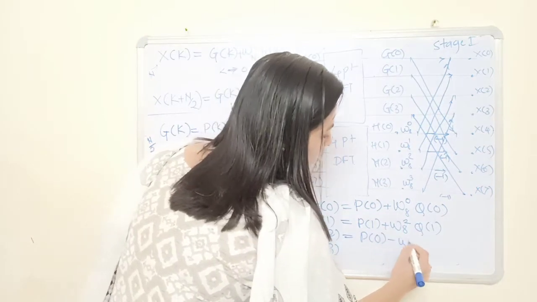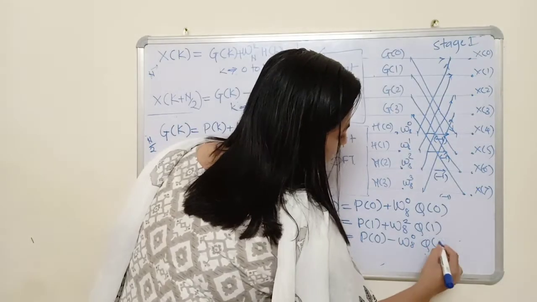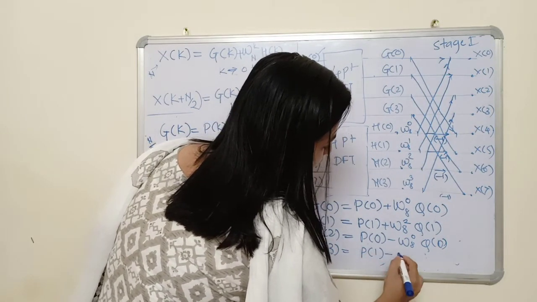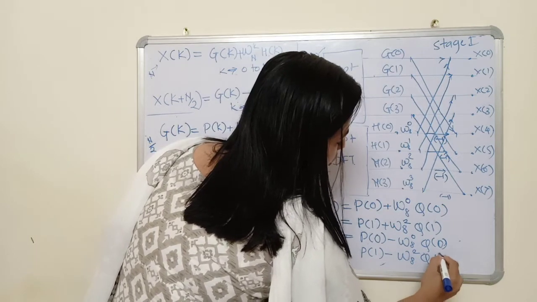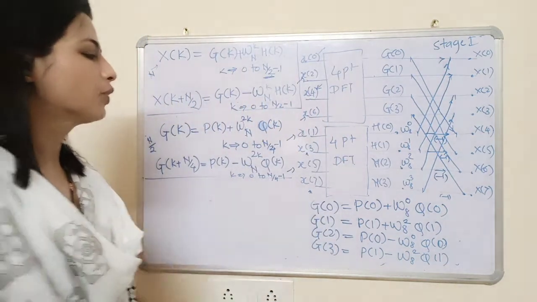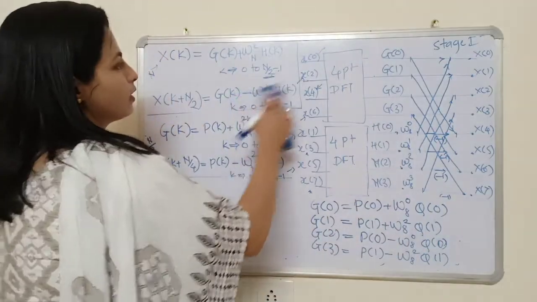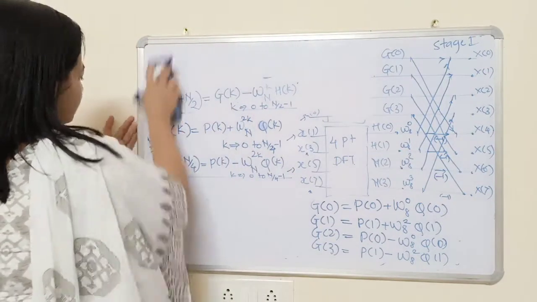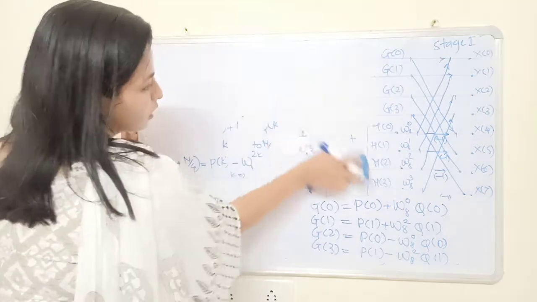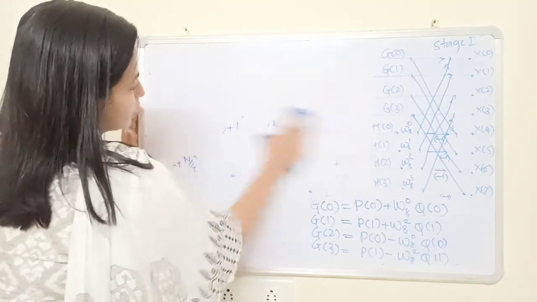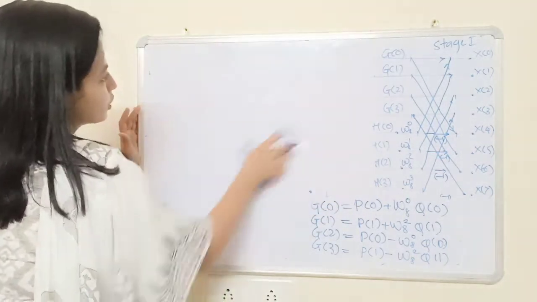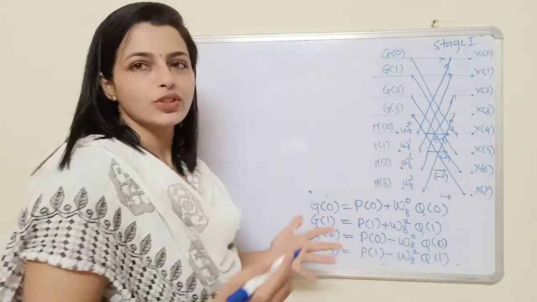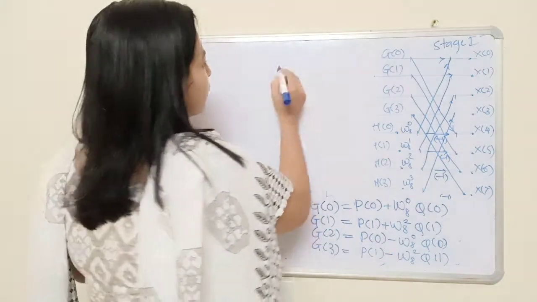P of 0 minus omega 8, 0, this equation. And P of 1 minus omega 8 raised to 2, Q of 1. So these 4 equations are there. Simply we'll replace this part. Now I'll rub this part also. I'm not writing the equations for h of k because you can similarly write the equations for h of k also. So I'm writing like this.